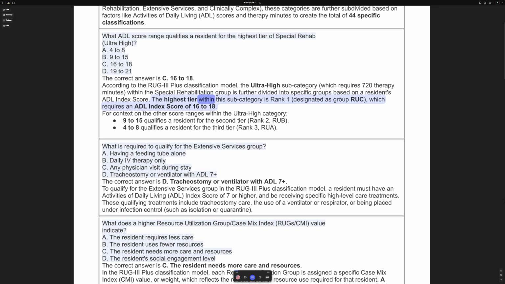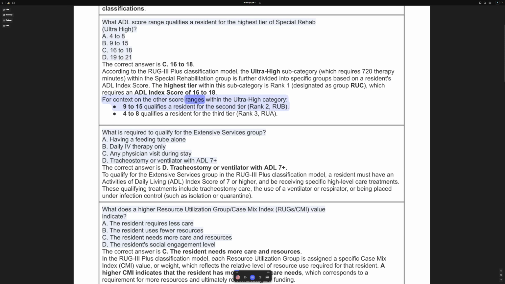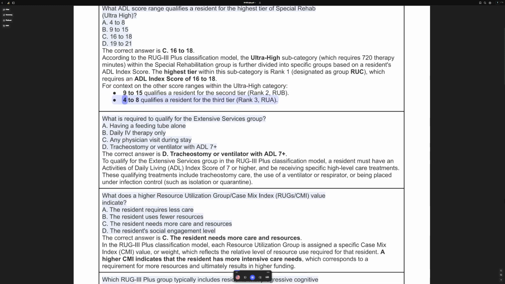The highest tier within this subcategory is Rank 1, designated as Group RUC, which requires an ADL index score of 16 to 18. For context on the other score ranges within the ultra-high category, 9 to 15 qualifies a resident for the second tier, Rank 2, RUB. 4 to 8 qualifies a resident for the third tier, Rank 3, RUA.